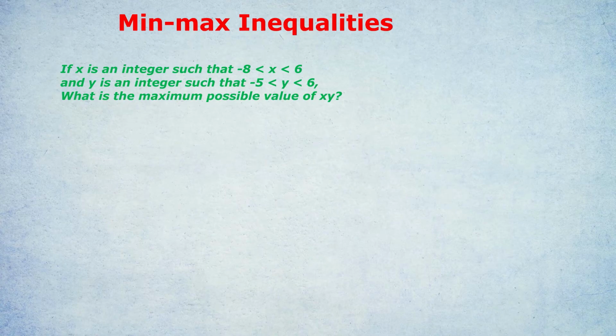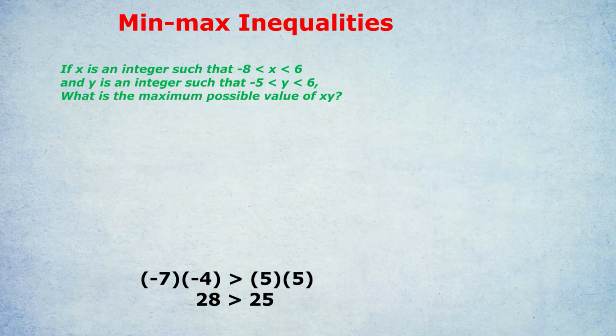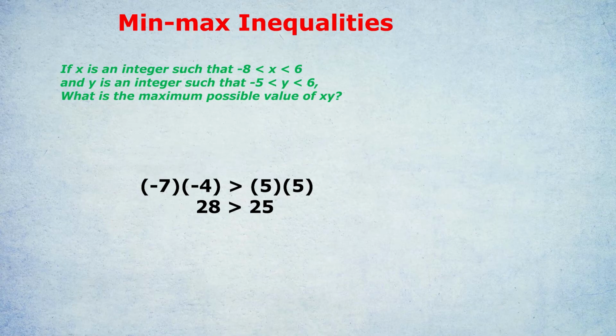We could make both x and y negative and maybe get a bigger result. In this case, if we make x minus 7 and make y minus 4, which is the lowest that either x or y could be as integers, minus 7 times minus 4 is 28, which is bigger than 25. So just be careful if you get a min-max inequality question. The biggest value won't always be the positive times a positive. It could be the negative times a negative.